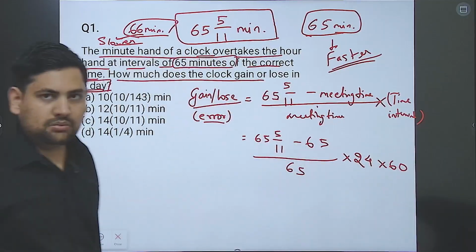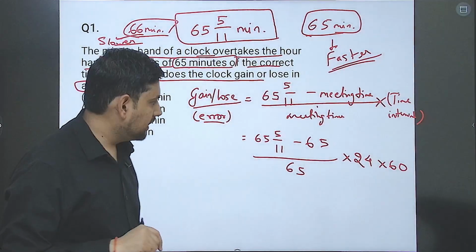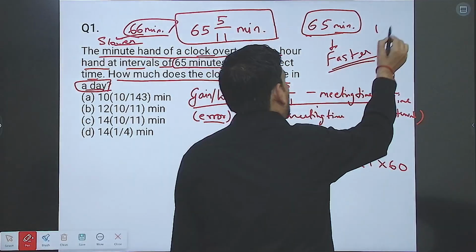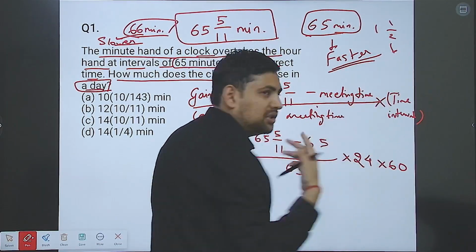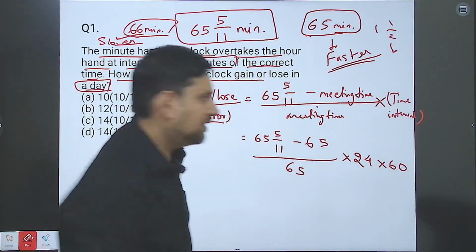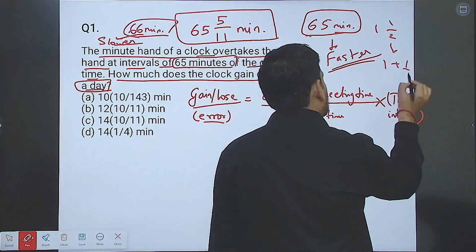Now everything is in minutes. Now one more thing. You know one and a half. How can you write one and a half? How do you speak this? One and a half. That means what? 1 plus 1 by 2.